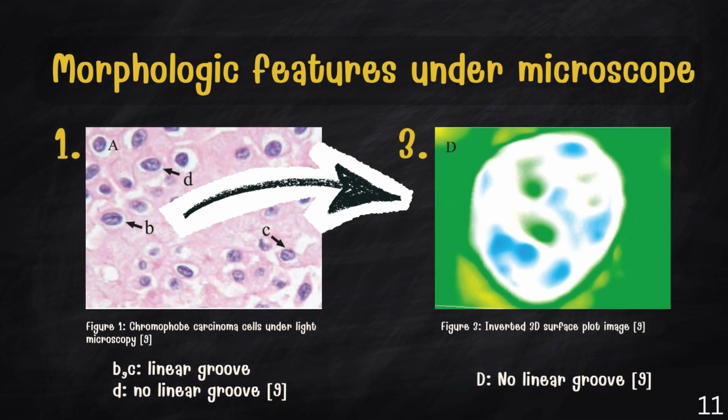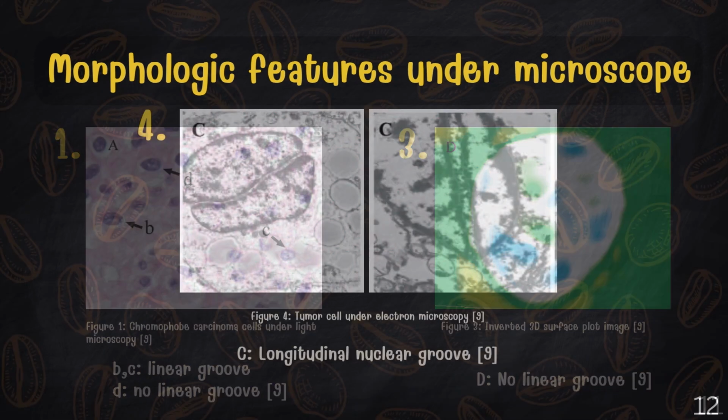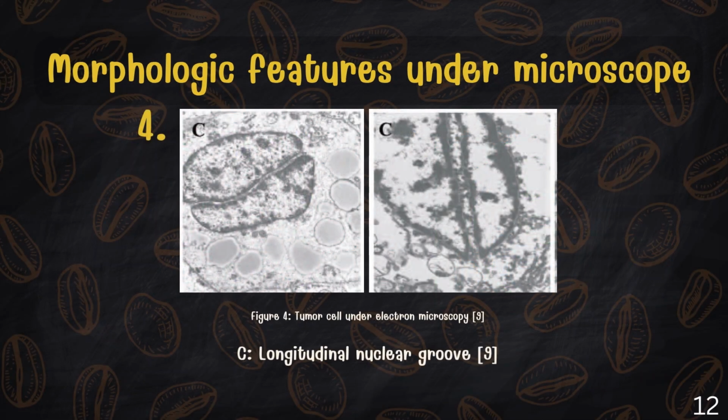For figure 3, there is no linear line at the nucleus, so no nuclear groove is present here. Although there is a sky blue color there, the line is not more than half of the long axis of the nucleus. Lastly, for this slide, it shows what a nuclear groove looks like under the electron microscope. This is the absolute ultrastructural conformation of the longitudinal nuclear groove cutting through the nucleus. This resembles the coffee bean shape.